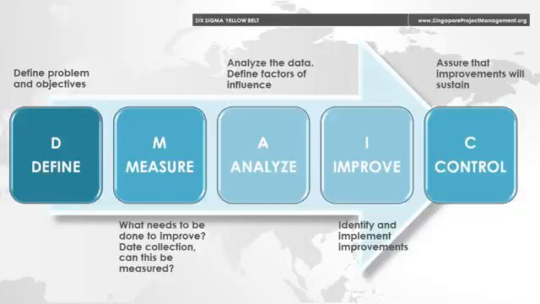Next is to improve the process based on the previous analysis of the findings. Last step to DMAIC is to control to make sure that there are no deviations from the target. This would mean setting up pilot runs and mechanisms to monitor all processes.